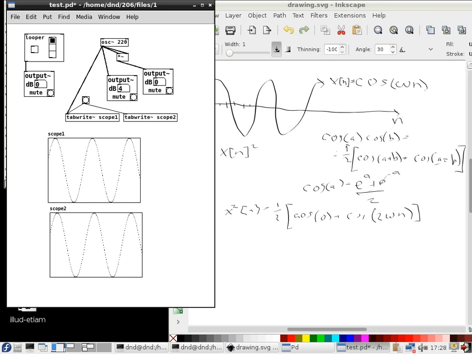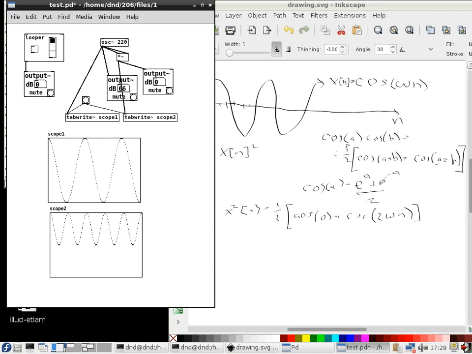Now I'm going to do this one here. All right. So now what's going to happen is the oscillator is going to go into scope 1. This thing, which is the oscillator times itself, which is therefore the oscillator squared, is going to go here. And then when I click this, you'll see exactly what you hear, which is this. That's scope 1. That's the thing in scope 1, and here's the thing in scope 2. All right.